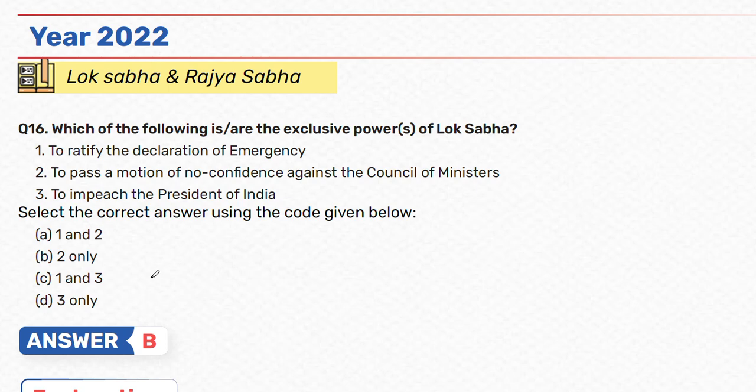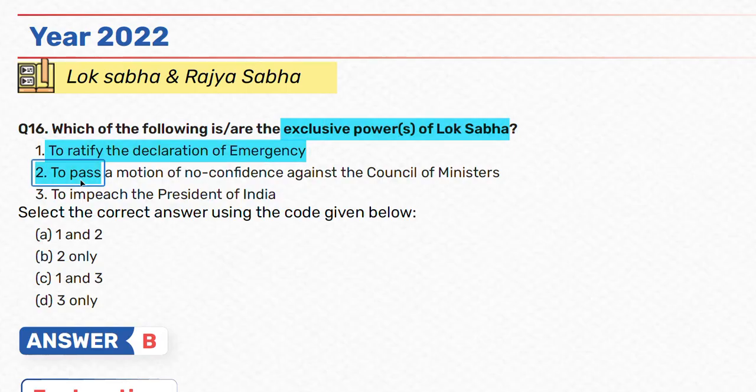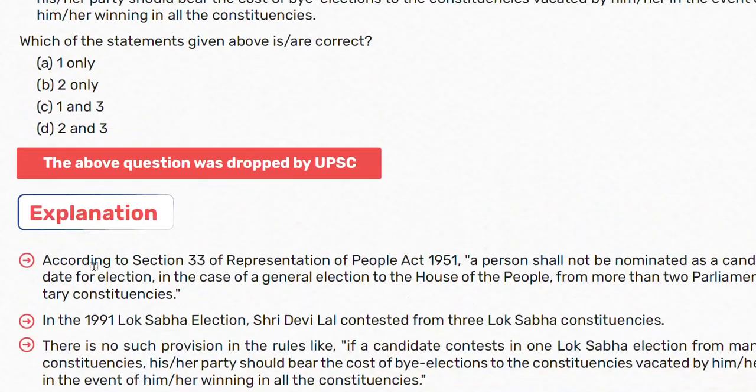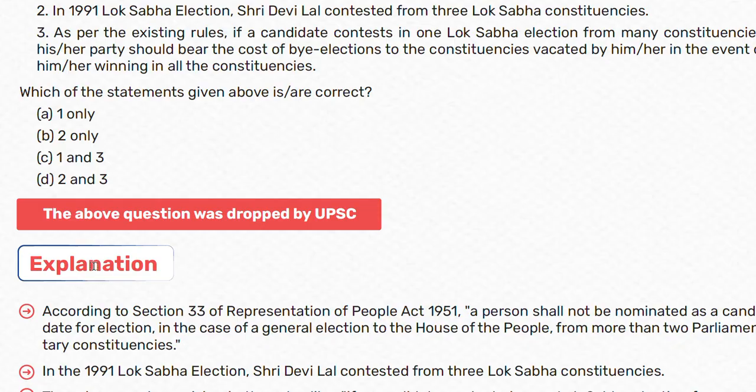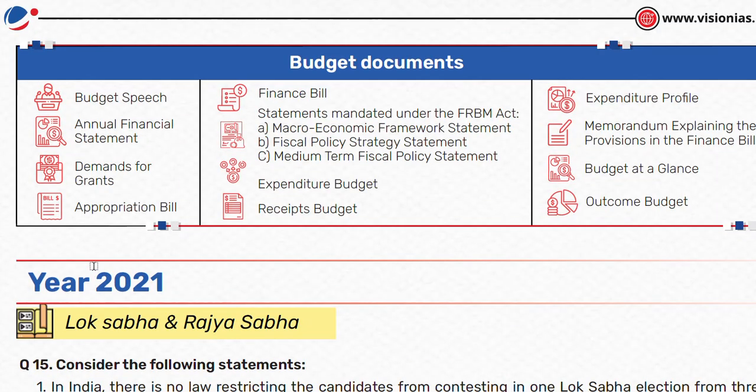Now, question number 16. Which of the following is the exclusive power of the Lok Sabha? To pass a no-confidence motion? Yes, this is correct. To impeach the President? No, this is also not correct. So only 2 is the correct answer. B is the correct answer. Now, question number 15. Consider, so this question has been dropped. So we will not solve this question.